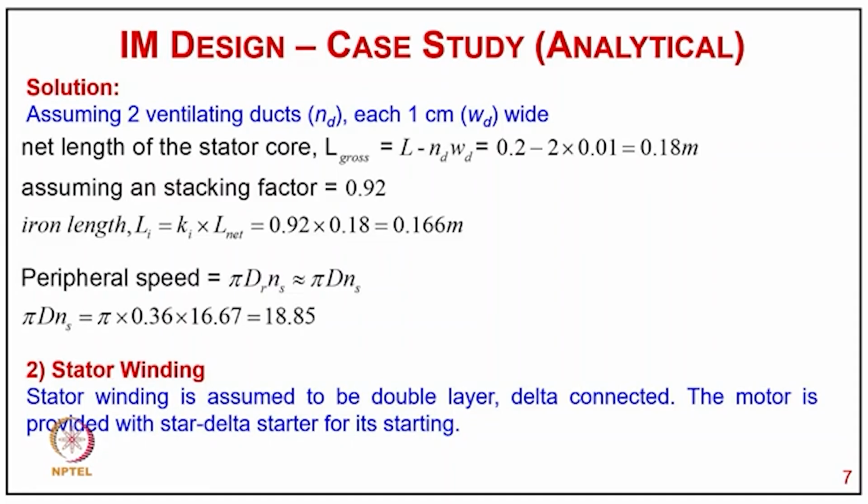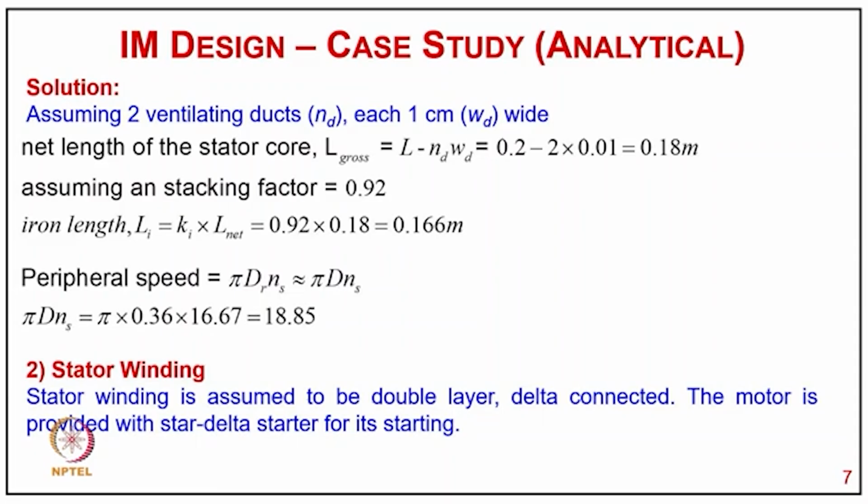So the net length of the ferromagnetic material in the core, we call it L net, is L minus Nd Wd, where Wd is the width of the duct. So the net core length comes to 0.18 meter or 18 centimeter. Considering a stacking factor of 0.92, this stacking factor also depends on the thickness of the lamination and the kind of insulation we provide on the laminations of the ferromagnetic material used for designing or manufacturing this induction motor.